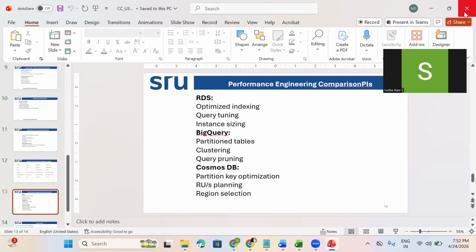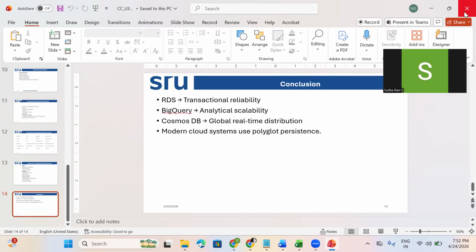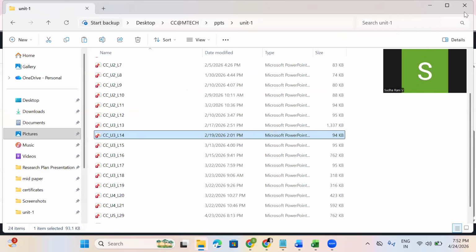Performance engineering comparisons. RDS: optimized indexing, query tuning, instance sizing. BigQuery goes with partitioned tables, clustering, query pruning. CosmosDB: partition key optimization, RU planning, region selection. So these are some of the points regarding the different databases across the different cloud platforms.